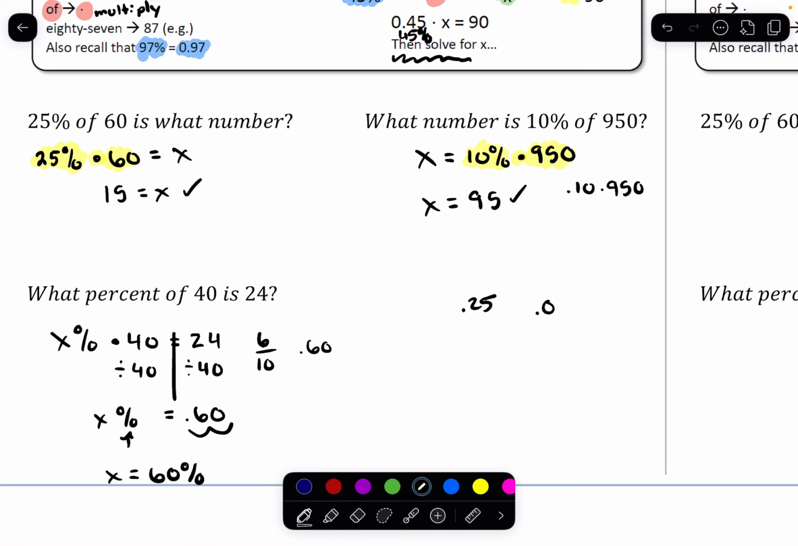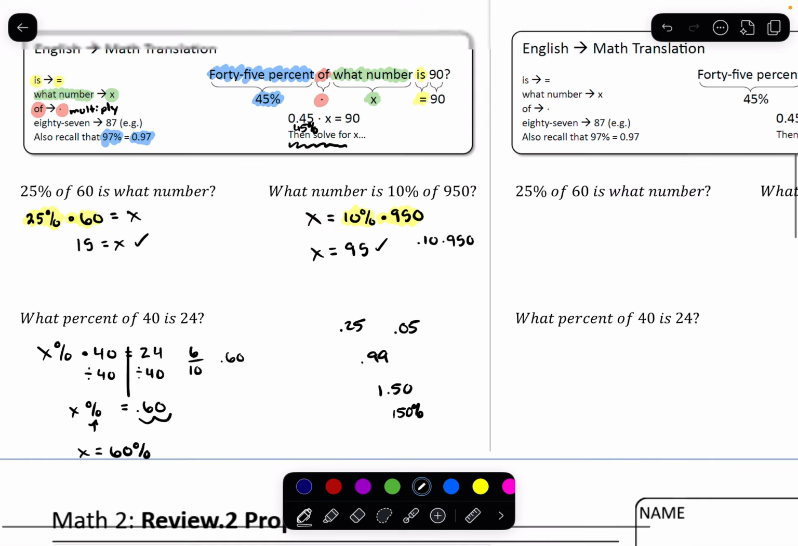And hopefully, when you start seeing these decimals, if you see 0.25, oh, that's 25%. If you see 0.05, that's 5%. 0.99, that's 99%. 1.50, that's 150%, right? Hopefully that's a change you can make really quick. So on the homework, as soon as you see that 0.60 or 0.5 or 0.02, really quick you can move the decimal and know what percent that is.